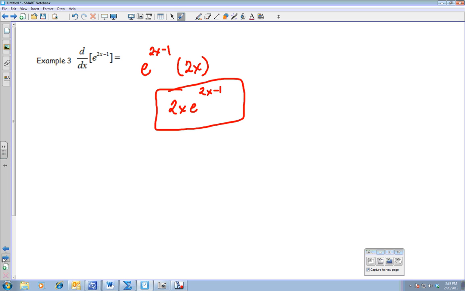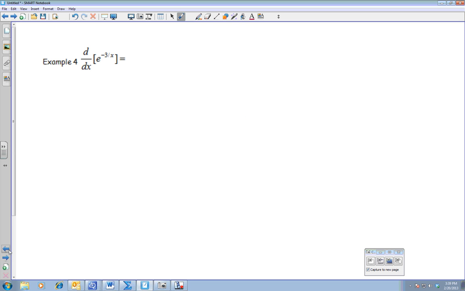Okay, example 4. I'm going to find the derivative of e to the negative 3 over x. So this is an e to the u problem, and on this one I'm going to go ahead and write this out. If u is negative 3 over x, what's the derivative of that? Well, I would have to rewrite that as negative 3 x to the negative 1. So the derivative of that, bring down my exponent, so that's 3x to the negative 2. So couldn't I rewrite that as 3 over x squared?